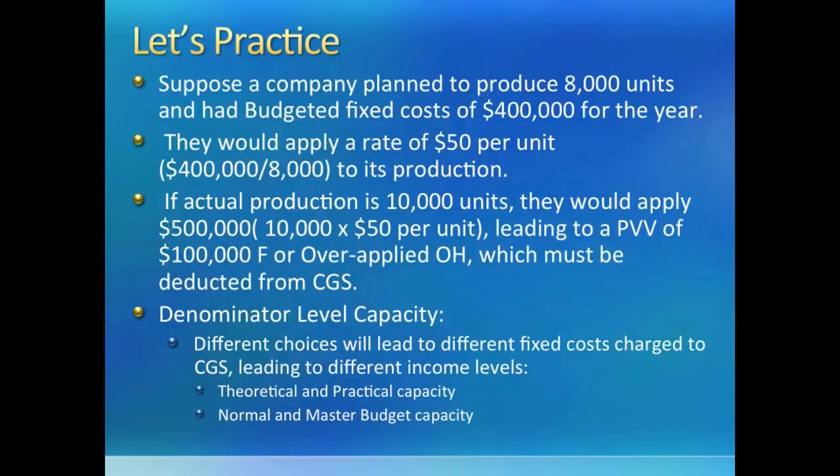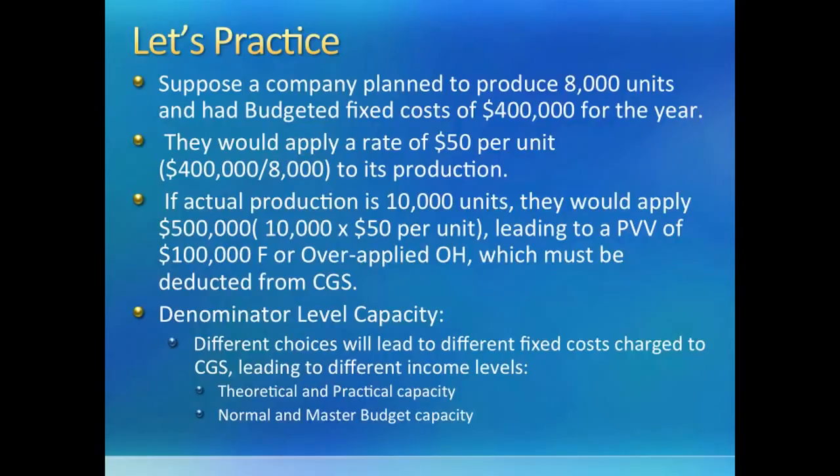Let's use this simple example. Suppose a company plans to produce 8,000 units and they have budgeted fixed manufacturing costs of $400,000 for a year. So at the beginning of the year, if they see these two numbers, they are going to want to apply a rate of $400,000 divided by 8,000 units, which is their budgeted fixed cost divided by their budgeted driver. So they would come up with a rate of $50 per unit. So as the production goes on during the year, they are going to apply a rate of $50 per unit. By the end of the year, if they have made 10,000 units, you can see that they would have applied $500,000 to production. 10,000 units at $50 a unit.